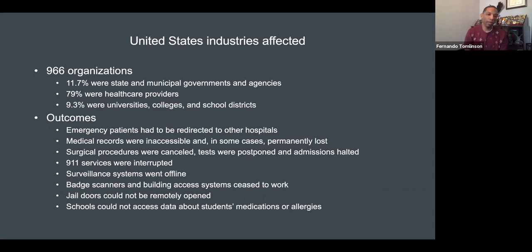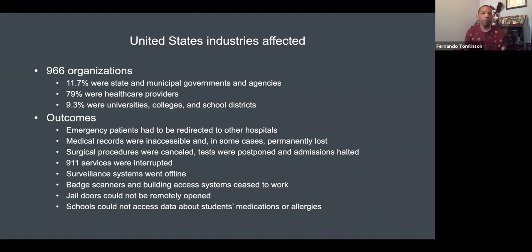And then when I think about it from 2020, we're already dealing with this pandemic, right? So that's target infrastructure. 9.3% of them were universities, colleges, school districts. That's minute when I think about healthcare. Now, the outcomes, substantial. Emergency patients had to be redirected to other hospitals. I don't know about you, I look at the news and it seems like every night I'm hearing no more emergency rooms here, we're going to lose out, we got a couple of beds left here. And then we're dealing with stuff like ransomware when that comes into play.